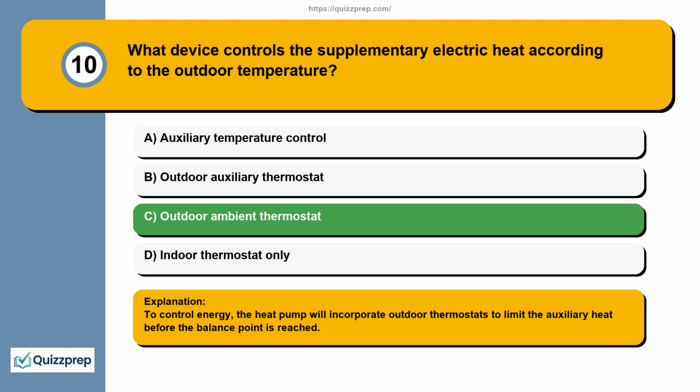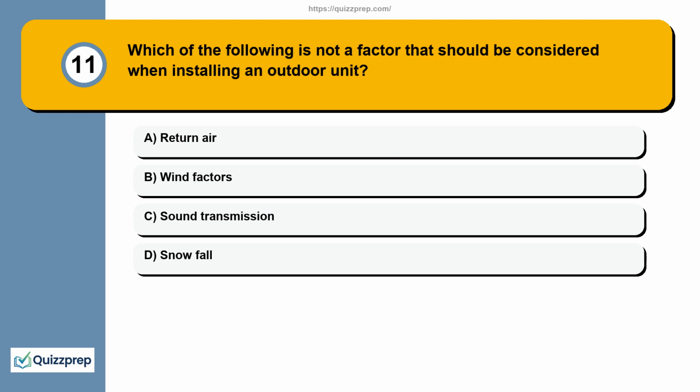Question 11. Which of the following is not a factor that should be considered when installing an outdoor unit? Return air, wind factors, sound transmission, snowfall.